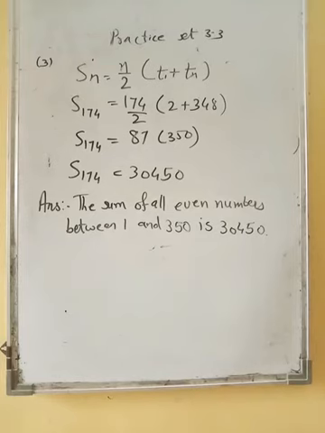Right? So now let us go towards the fourth sum. Fourth sum reads as: in an AP the 19th term is 52 and the 38th term is 128. Find the sum of the first 56 terms.